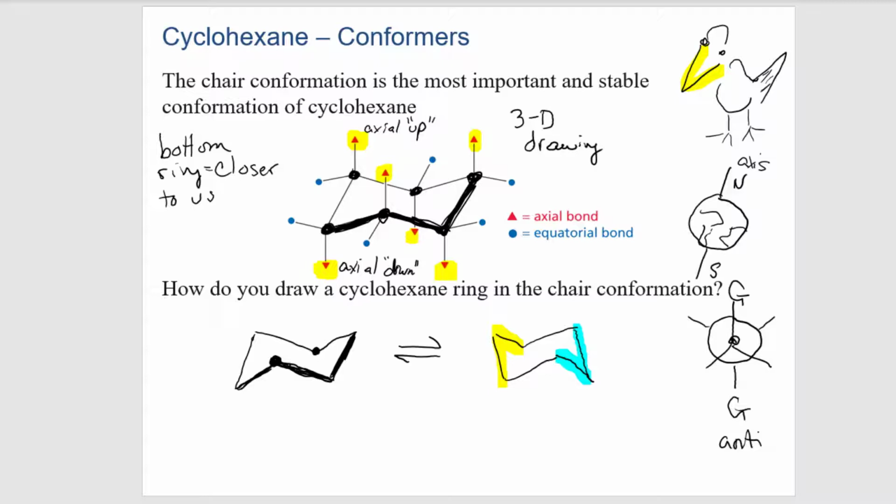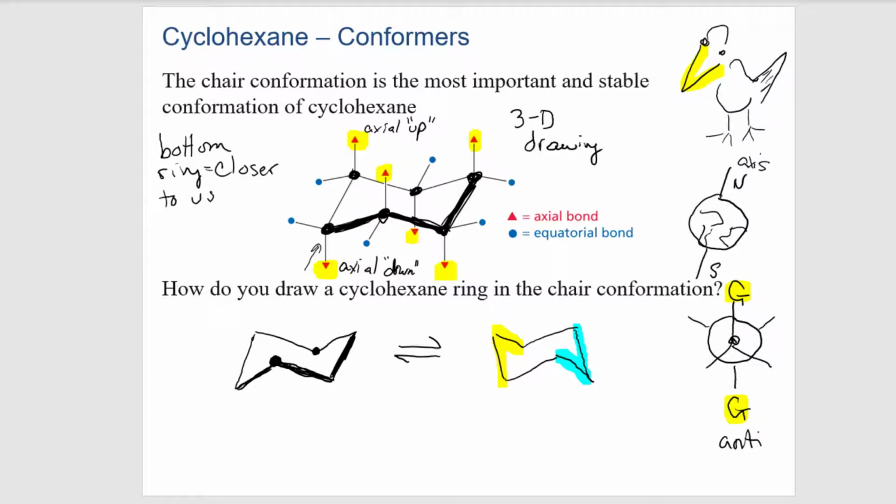So axial up and axial down, if you look down the barrel of the carbon-carbon bond, you'll notice that the ones that I've highlighted, the axial up and axial down, they are anti-staggered to one another. So the first thing I want you to do is, when you draw your cyclohexane, go on each carbon and draw an axial up and an axial down.